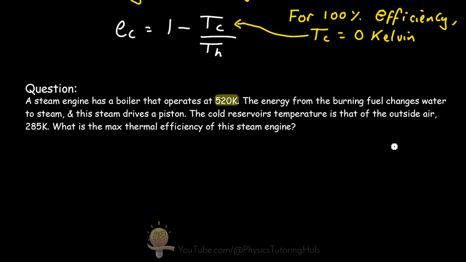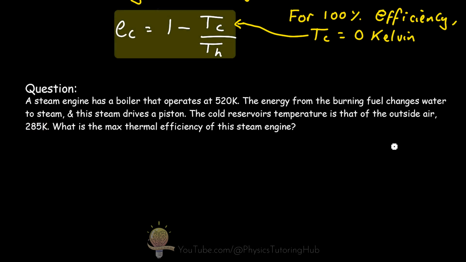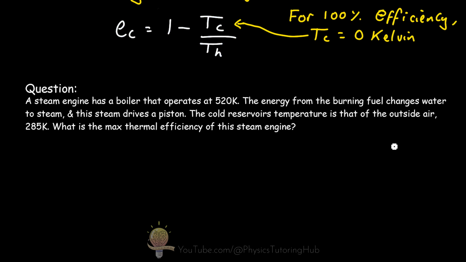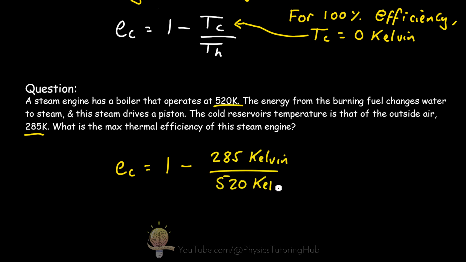The energy from the burning fuel changes water to steam, and this steam drives a piston. The cold reservoir's temperature is that of the outside air at 285 Kelvin. What is the maximum thermal efficiency of this steam engine? Well, let's use this formula here that calculates the Carnot efficiency, where we have 1 minus the temperature of the cold reservoir divided by the temperature of the hot reservoir. Now, the temperature of the cold reservoir is that of the outside atmosphere at 285 Kelvin, and the hot reservoir is the temperature of the boiler at 520 Kelvin.